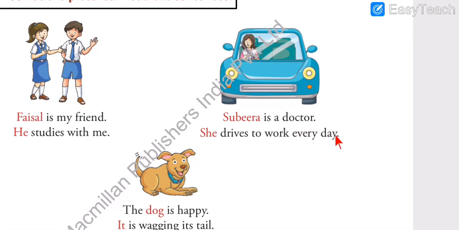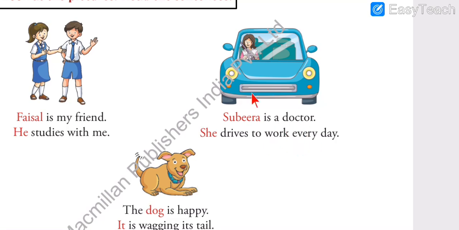She drives to work every day. So now the second sentence also talks about Subira. They have not written Subira again. They have written "she" rather than writing Subira. Just imagine, Subira is a doctor, Subira drives to work every day.